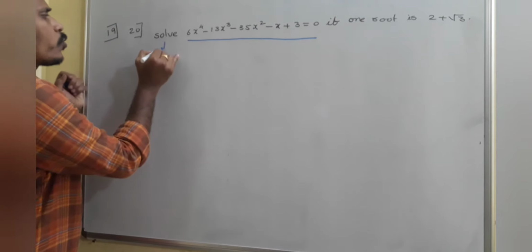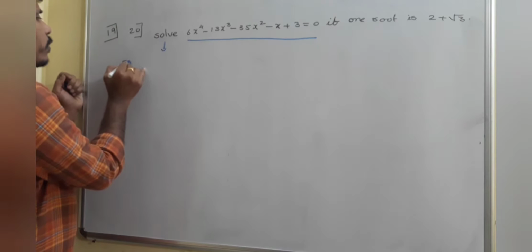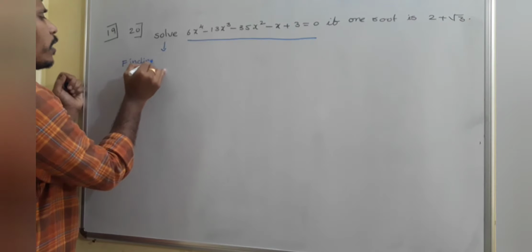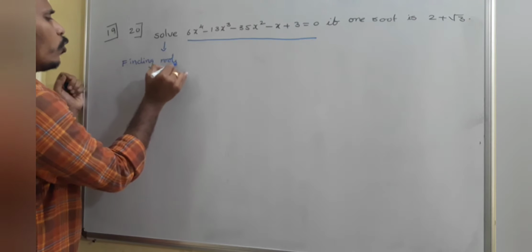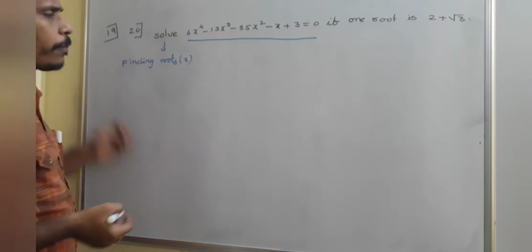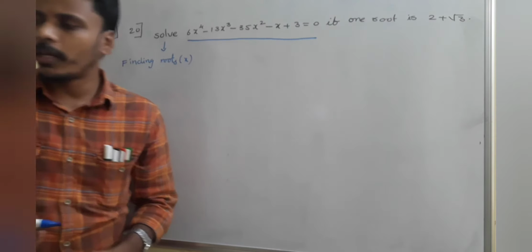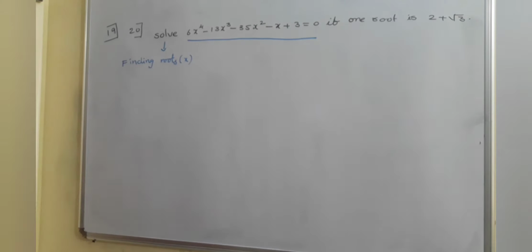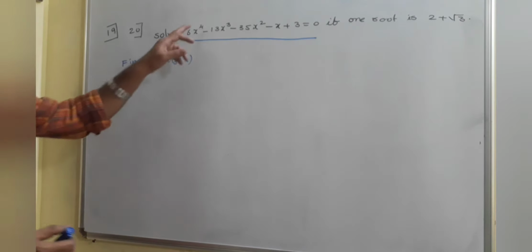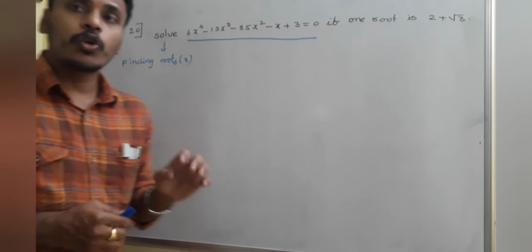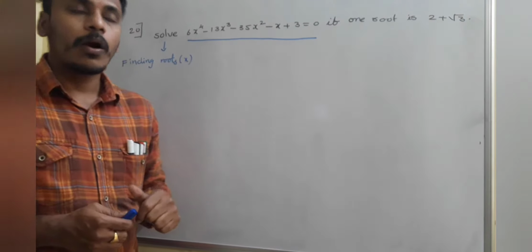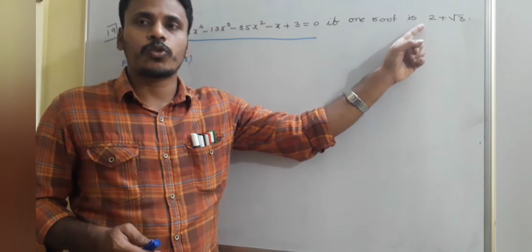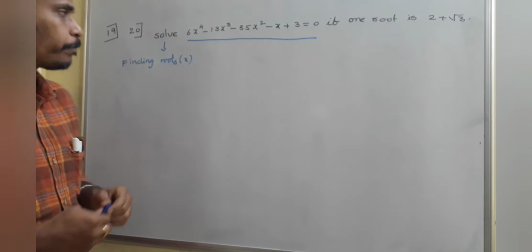Okay, solving means what? Finding roots. Solving an equation is simply finding x, or finding roots. Roots means x itself, okay? So this is a polynomial equation of which degree? Fourth degree. This is a polynomial equation of fourth degree, so it has 4 roots. Only one root is given as 2 + √3, and we need to find the others.